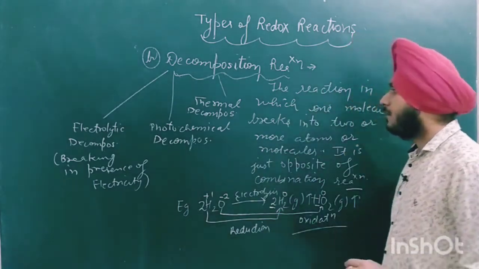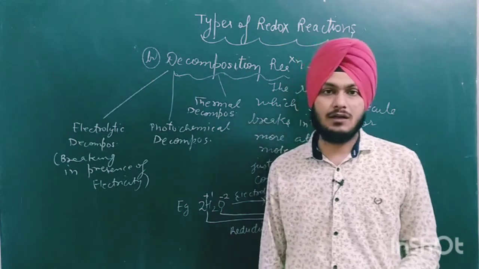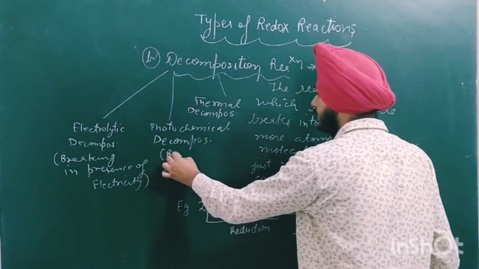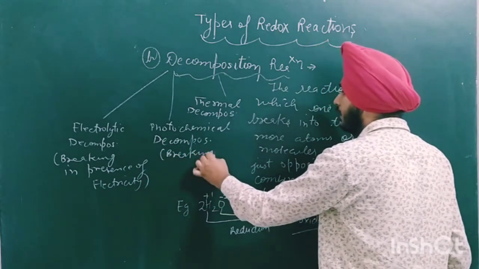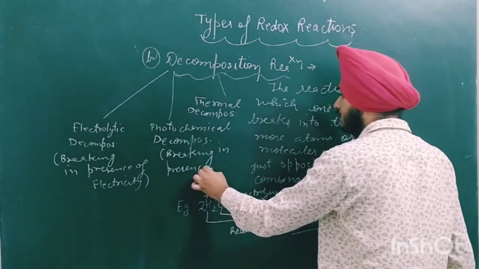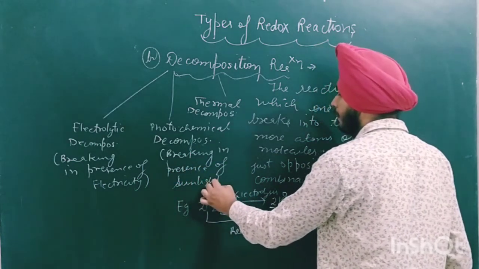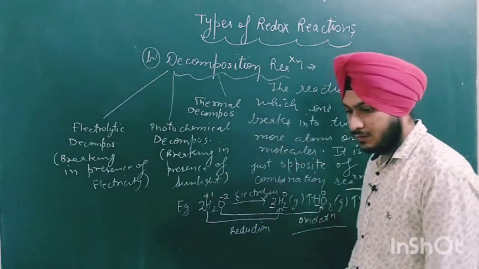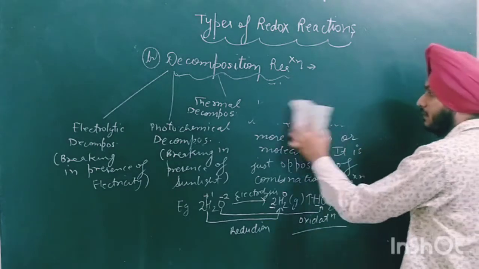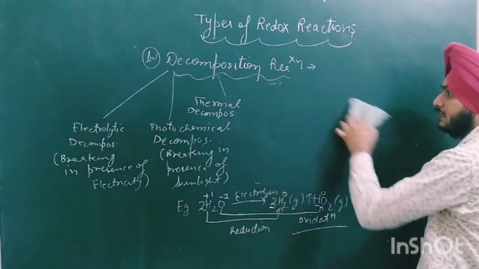Now, what is the second type? The second type is photochemical decomposition. Photochemical means breaking in presence of sunlight. So breaking in presence of sunlight. This is the second type of decomposition reaction.